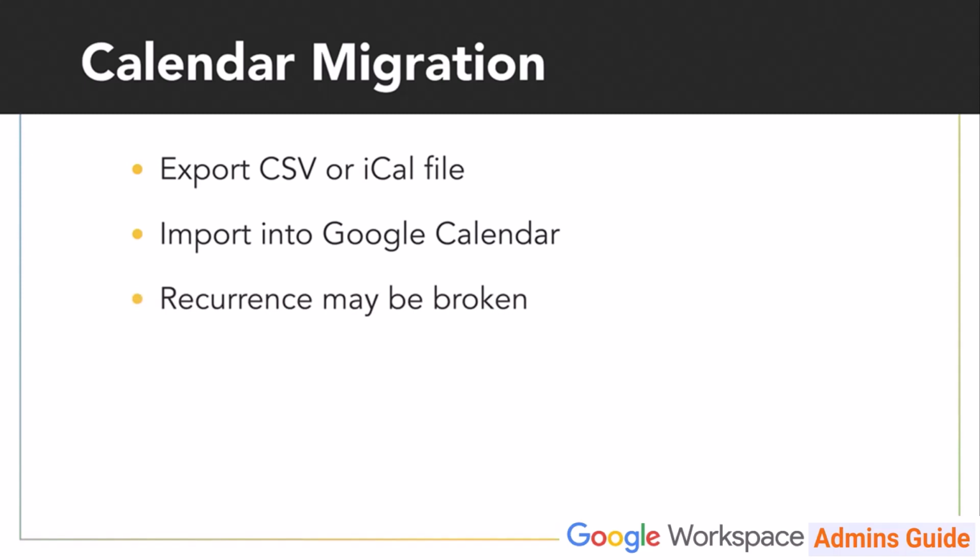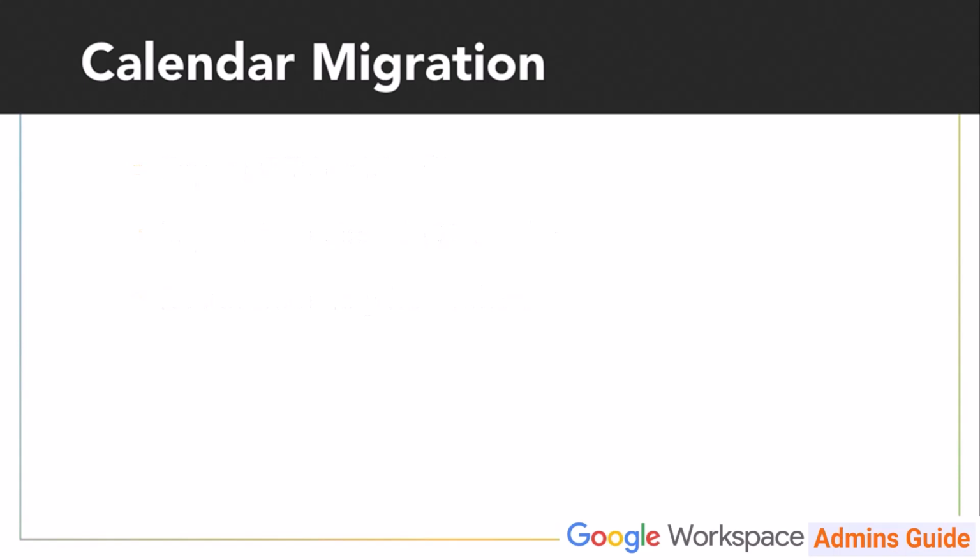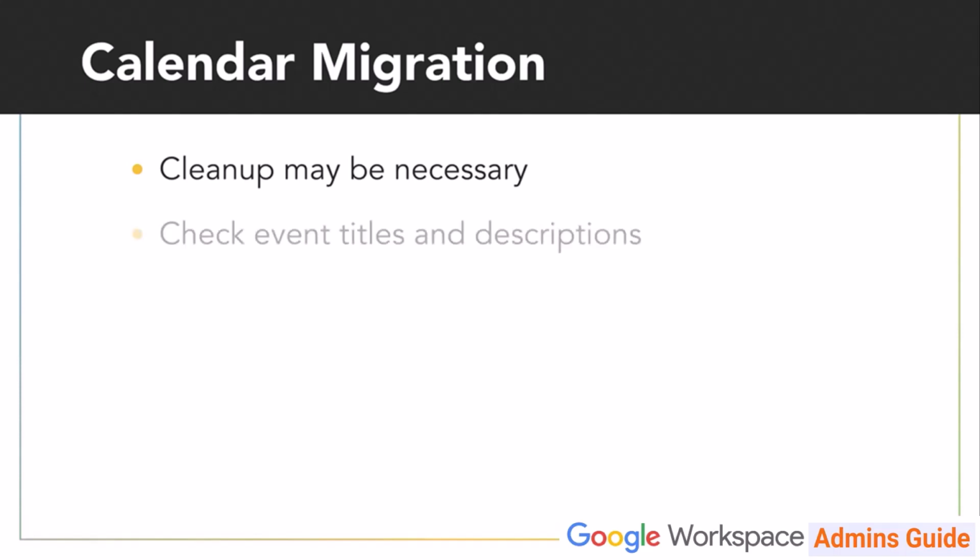A similar process can be used for migrating contact lists. Again, users will need to export their current contacts list as a CSV. To import, open Google Contacts and select Import. Whether you use the migration tool or manual migration, calendar import is not a perfect process, and you should expect there will be some cleanup to do.